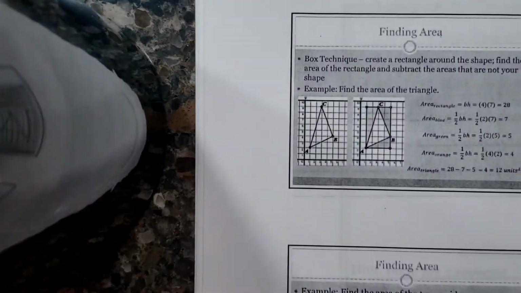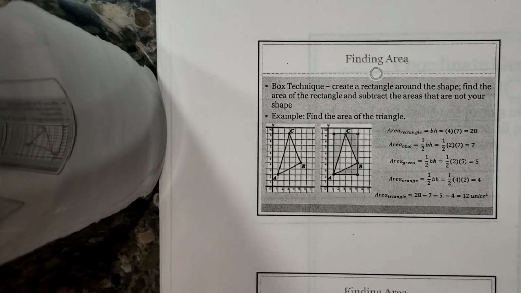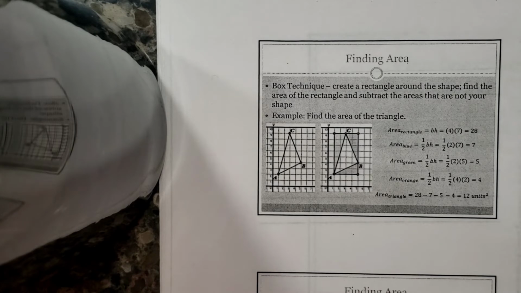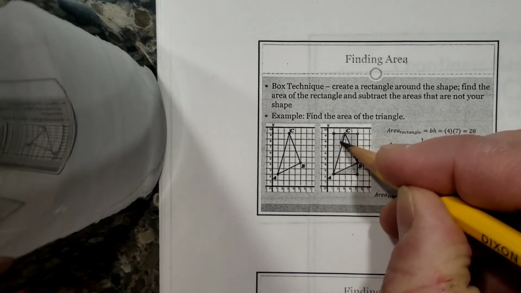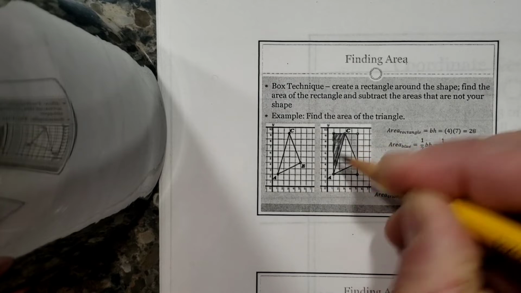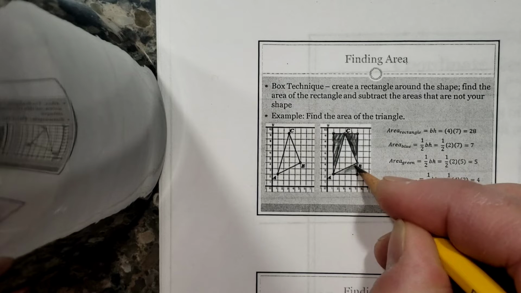Sometimes you don't get horizontal and vertical lines. Sometimes your coordinates have different points that they connect at. So what we do is we teach what's called the box technique. You create a rectangle around the shape and find the area of the rectangle and subtract out the area that are not in your shape. You may remember this from algebra. See how we created the box here around the shape, and if you can't see it, we're going to shade in the pieces in the box that are not in the shape.